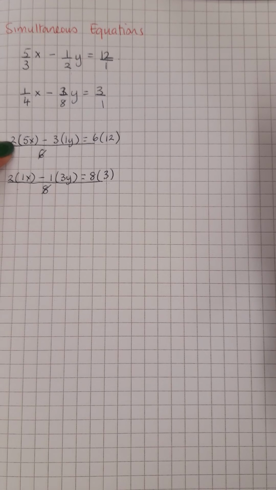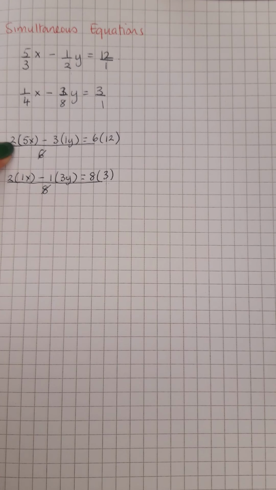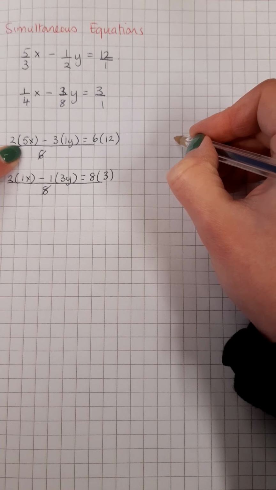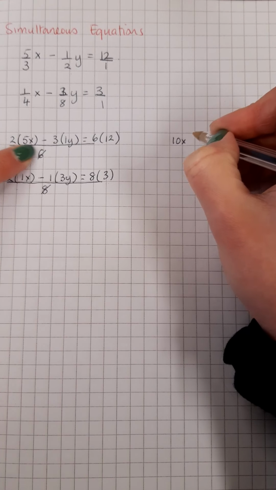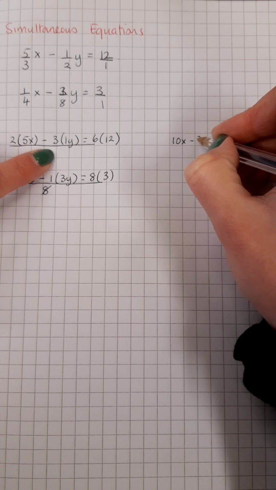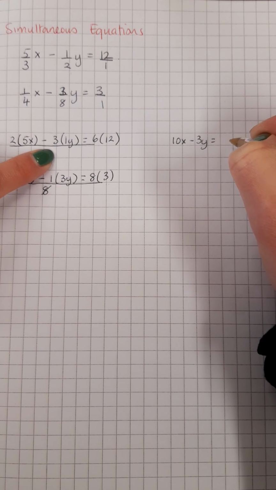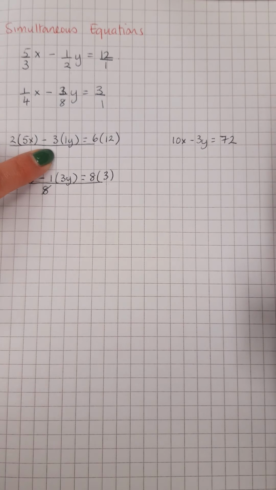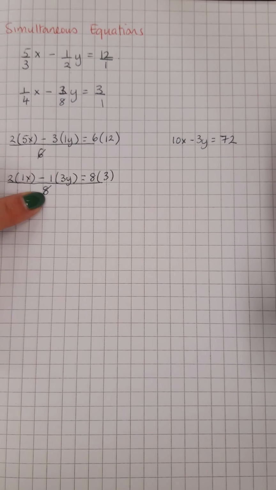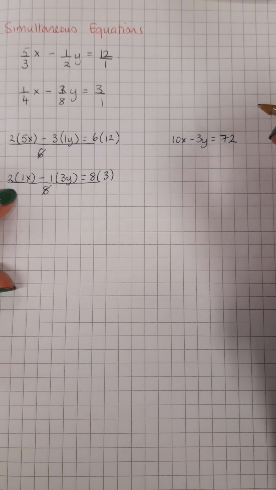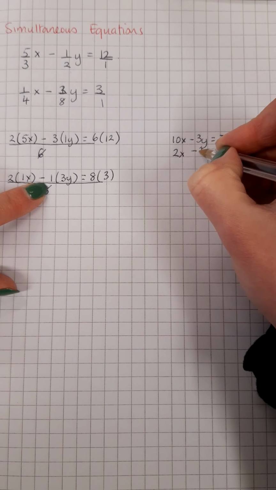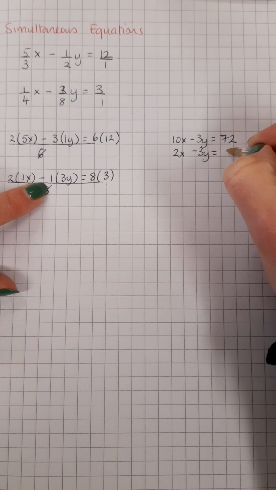The top line, we're going to start multiplying it out. Everything is going to be multiplied all the way across. And we're going to start now. So 2 by 5x is 10x. Minus 3 by 1y is 3y. And 6 by 12 is 72. Okay, so that's the top line simplified. The bottom line we're going to do now. 2 by 1x is 2x. Minus 1 by 3y is minus 3y. And finally, 3 by 8 is 24.